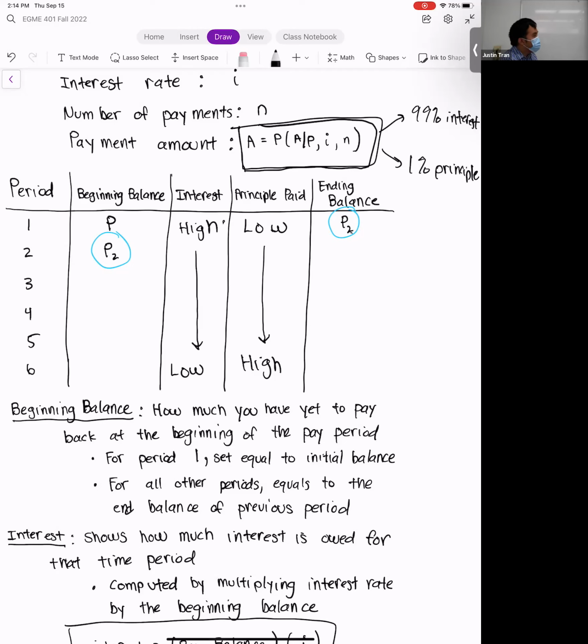So when we come back on Tuesday, we're going to do an example of this where you'll see these trends in real time, so you have a better idea of how these loans are structured.